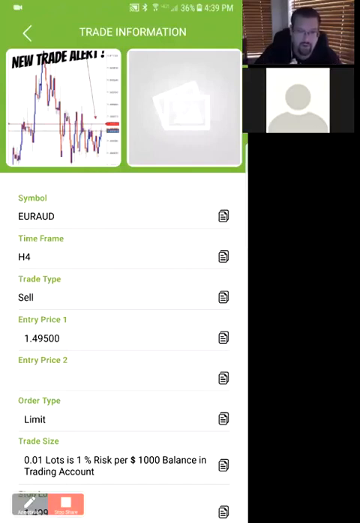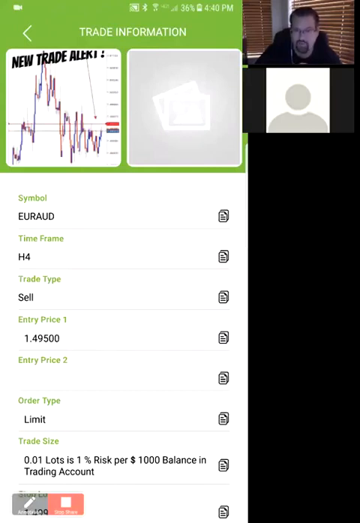H4 is a 4-hour time frame. You don't need to worry about that. It's nothing to do with what you're going to do. He has a sell limit. So the trade type is a sell, the order type is a limit, and the entry price is 1.495. The little notepad icon next to the entry price, go ahead and click on that.